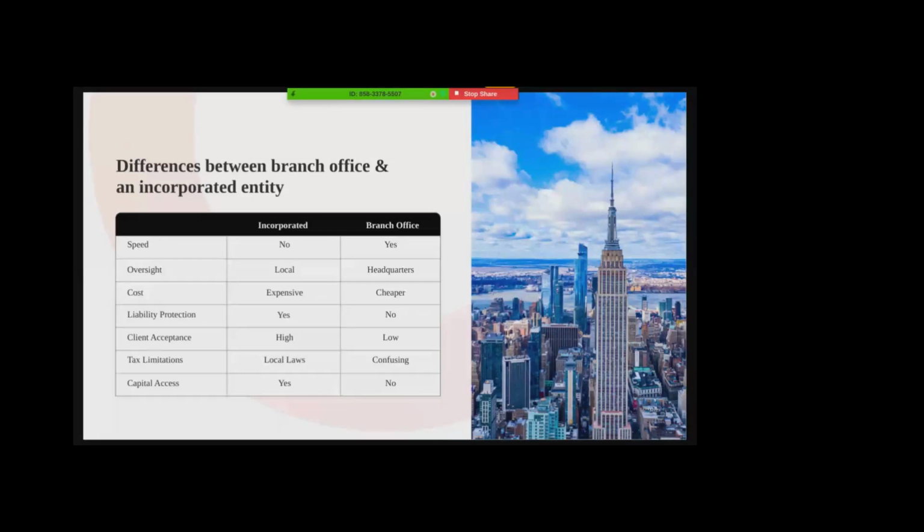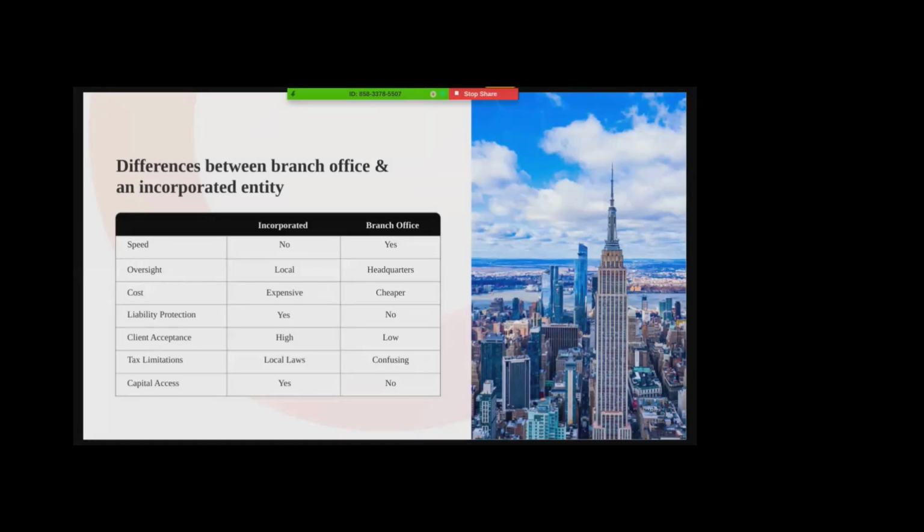The next one would be the tax limitations. So basically what happens here is, in an incorporated entity, the tax limitations are very clear, as stated by the government, and not just open to some interpretation by an officer. Whereas in a branch office, it could be very confusing, because every officer might have a different opinion on where the taxes should be, whether the parent company should be paying the taxes on its income in America. So it's a lot of confusion and left open to interpretation by the IRS.